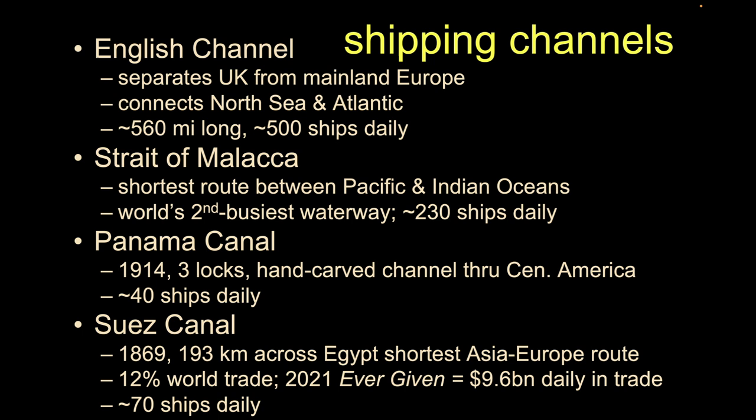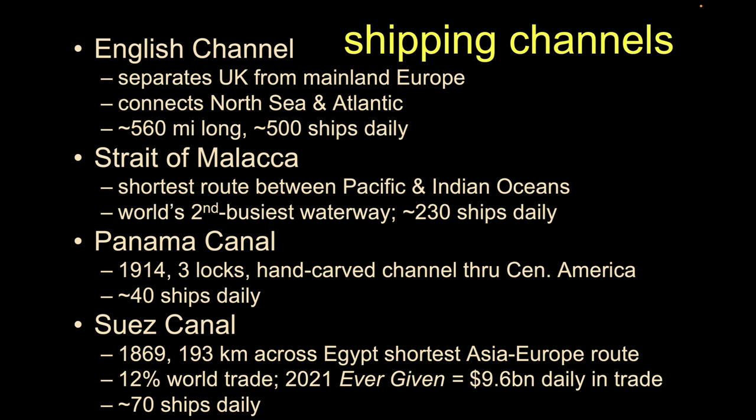We have other important shipping channels, the English Channel, which is between the UK and France, southern UK and Normandy. To give you a sense, on the order of about 500 ships a day go through that. And by ships, these are big ships. These are massive vessels. This isn't like a sailboat. This is holding thousands and thousands of shipping containers, cars, lumber, you know, all that kind of stuff. Another one is the Strait of Malacca, which is the second busiest waterway in the U.S., and this is between the Pacific and Indian basins.